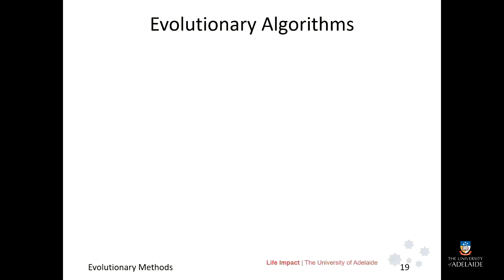Has anyone heard about that? No? Okay. So the local search and simulated annealing, they work with one single solution at a time, right? You have one solution, you change it, you do it in an iterative way, and at some point you stop with that solution.